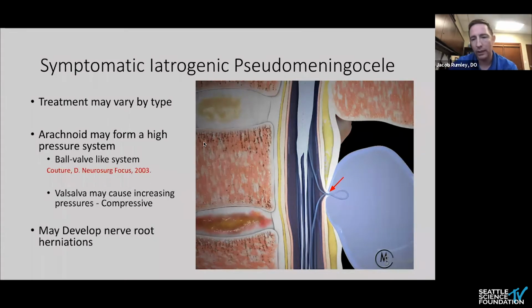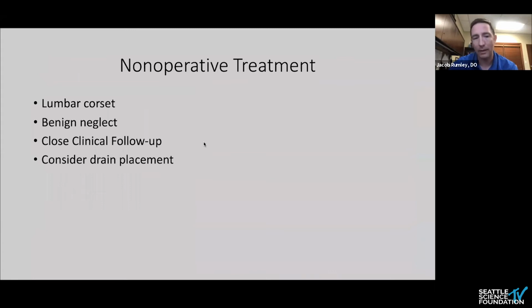There's been reports that their arachnoid can slowly herniate out. Every time they have a Valsalva-like event, it pushes a little more CSF out. They develop a high-pressure pseudomeningocele, and eventually you can get a nerve root that herniates out. Those patients obviously are not going to be doing well, and watching them will probably not make them better.